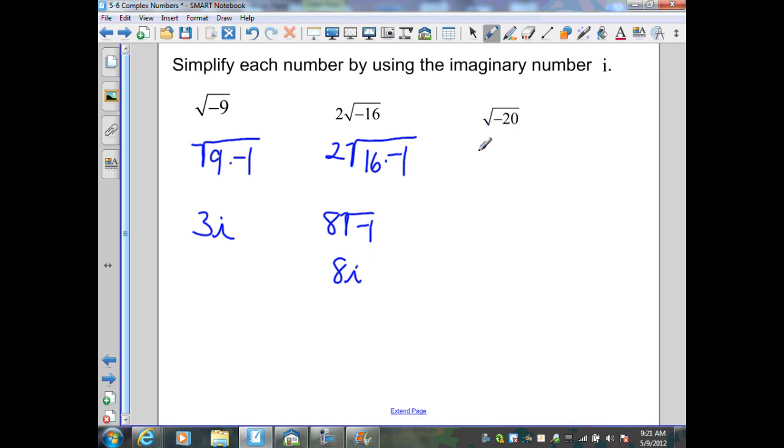Here I have the square root of -20. That can break up into a product of its factors, one being a perfect square, one not a perfect square, and also -1. So I have 4 times 5, 4 is my perfect square, and also times -1. And when I multiply these together, I get -20. But I know the square root of 4 is 2. The square root of -1 is i. And that leaves me with a 5 in the radical. So when I simplify, 2i square root of 5.